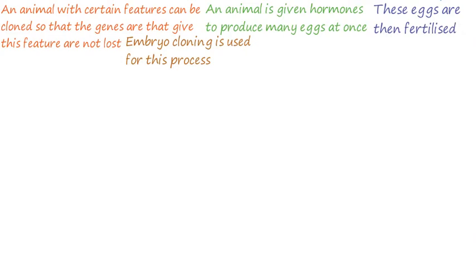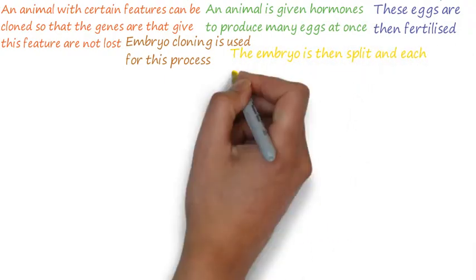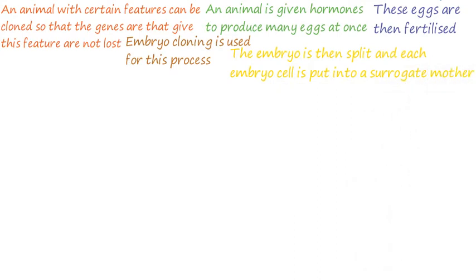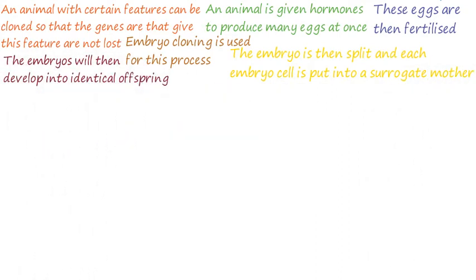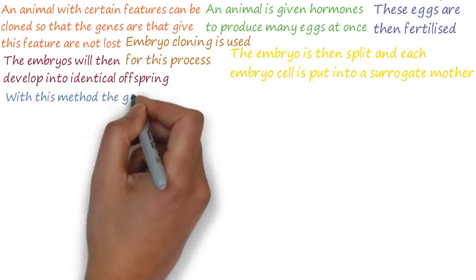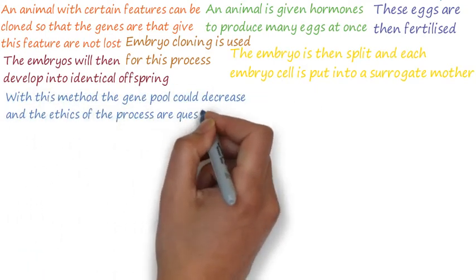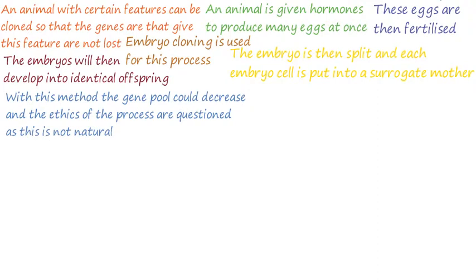An animal is given hormones to produce many eggs at once. These eggs are then fertilised either by collecting the eggs and doing it in a lab, or it is done inside the animal. If fertilisation takes place inside the animal, the fertilised eggs are collected afterwards. The embryos are then split, and each embryo cell is put into a surrogate mother. The embryos will then develop into identical offspring. This method is often used on cows.